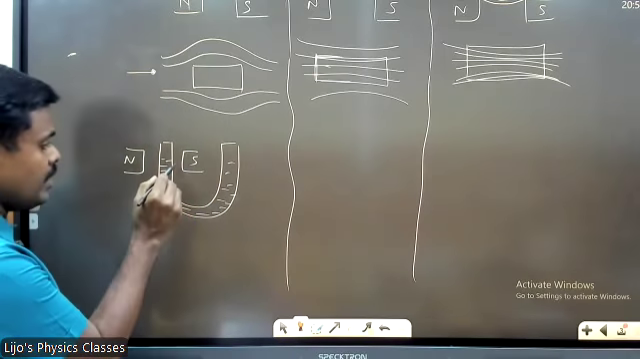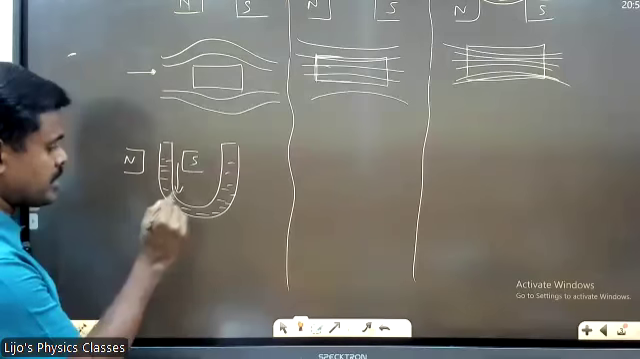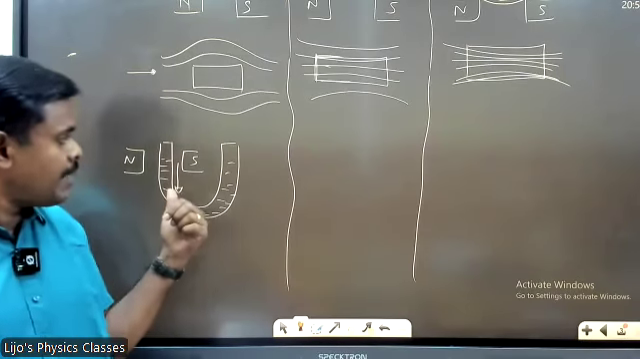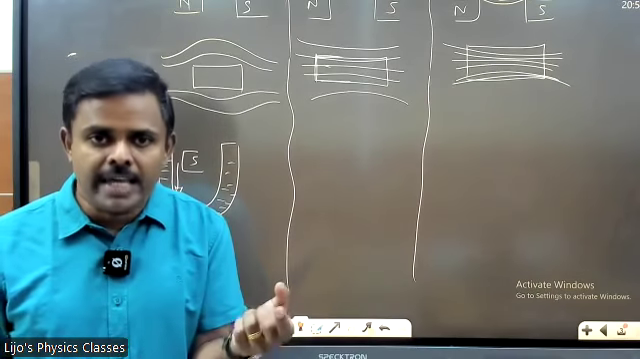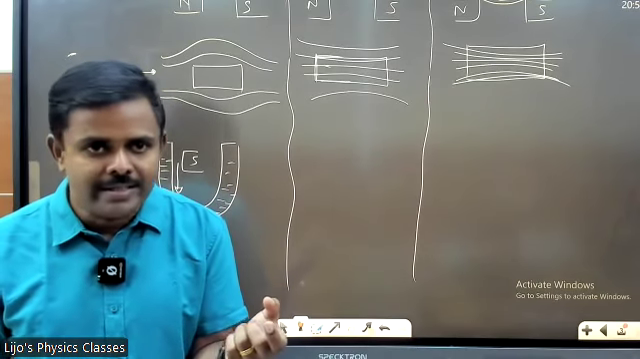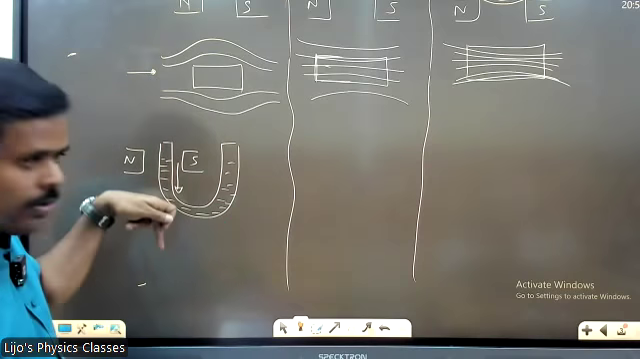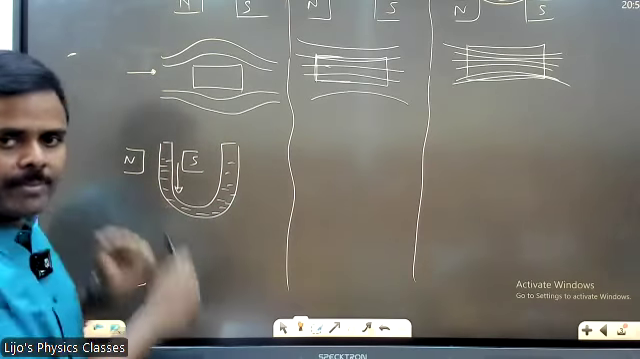The liquid level gets depressed. Why? It is a diamagnetic liquid, right? Diamagnetic liquid will tend to escape from the magnetic field. Am I correct? So the level will go down as it is trying to escape from the magnetic field.